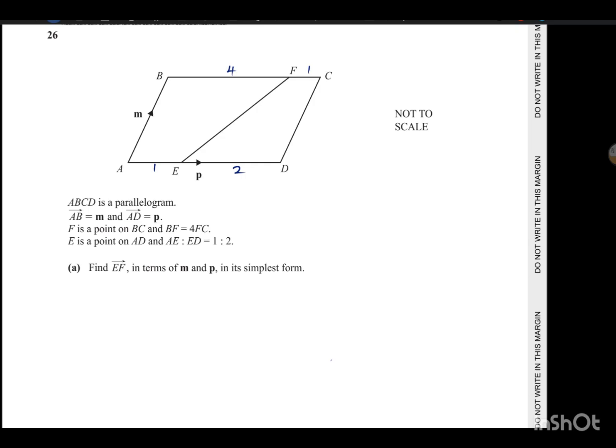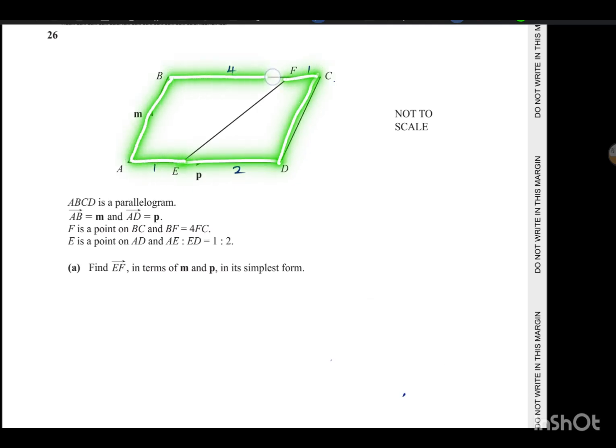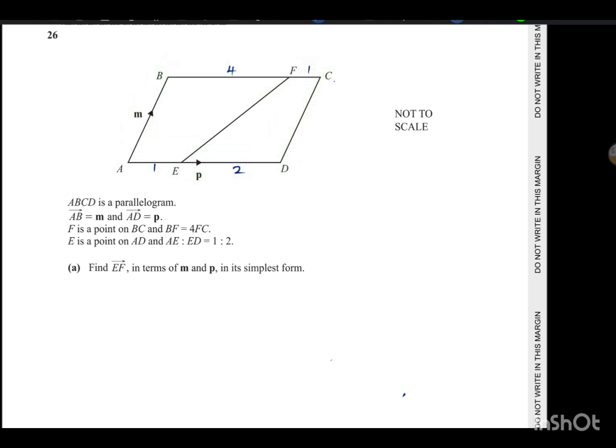Now this is a parallelogram. So AB is parallel to CD. AD is parallel to BC. Find question number A now. Find EF in terms of M and P in its simplest form. We need to find vector EF. So EF will be either ED plus DC plus CF, or it can be EA plus AB plus BF. Any one route you can take. So let me take one of them.